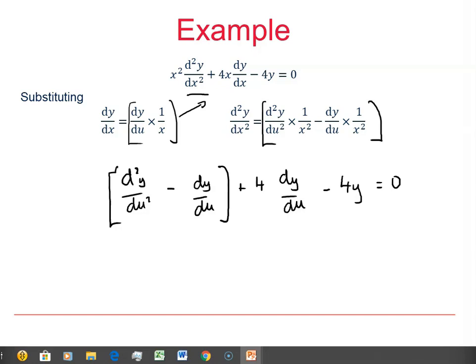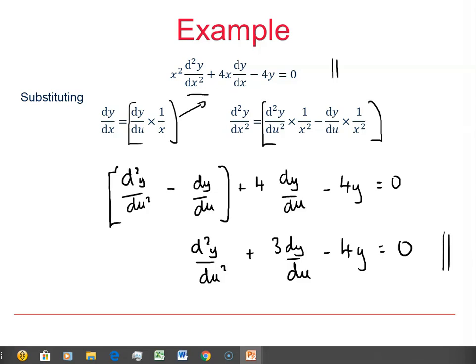And if we calculate that and sort it out, we get d2y by du squared plus 3 dy by du minus 4y is equal to 0. Now the significance of that is that we've turned a non-constant coefficient differential equation in terms of y and x into one which has now got constant coefficients. So we can solve it using the methods that you've already met.